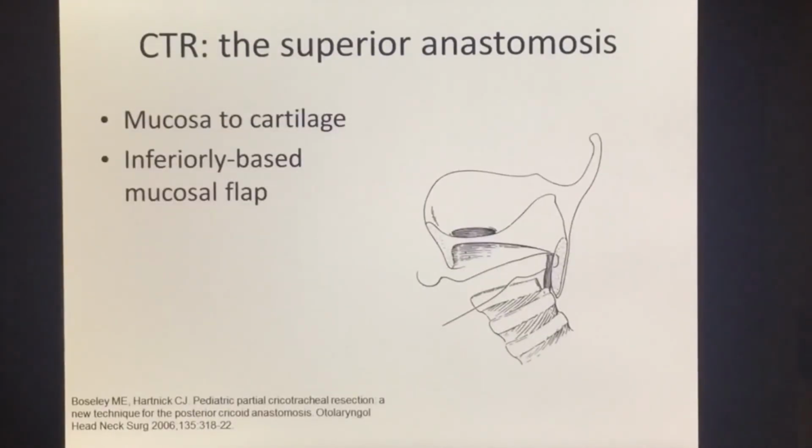Here you can see that the superior anastomosis is created by suturing the mucosa to the posterior cricoid mucosa to the remainder of the posterior cricoid cartilage. Some of that mucosa is tracheal mucosa that has been separated from the tracheal rings that were resected. And this is an inferiorly based mucosal flap. There are multiple ways to do this, including by raising a superiorly based mucosal flap. However, this is the recommended approach.